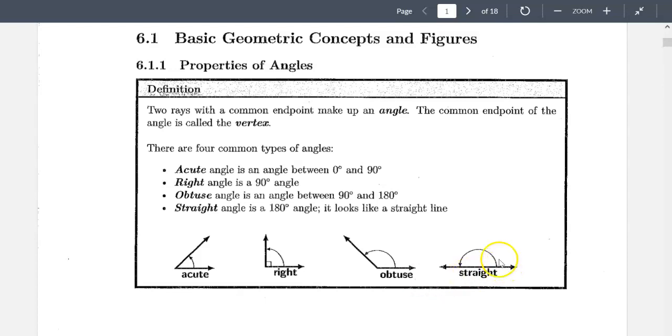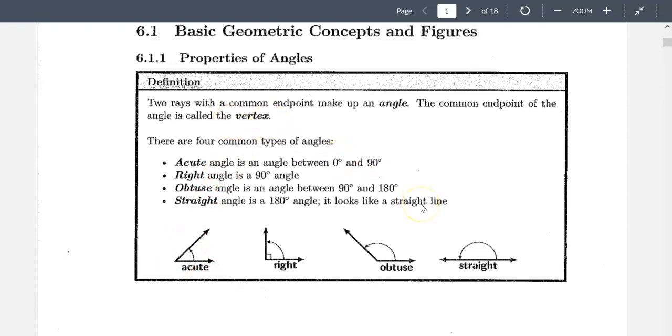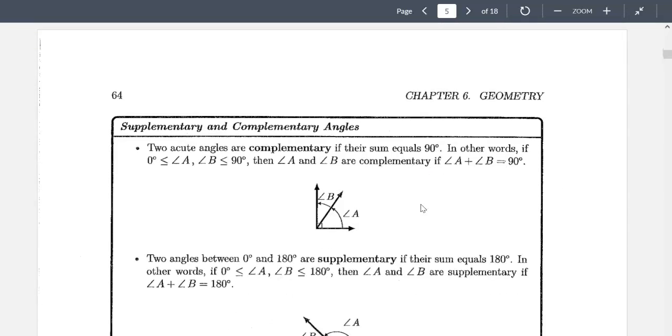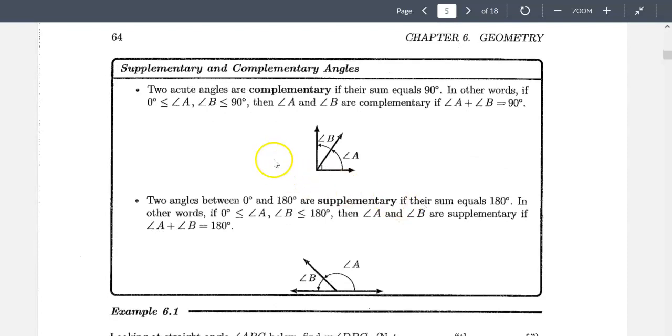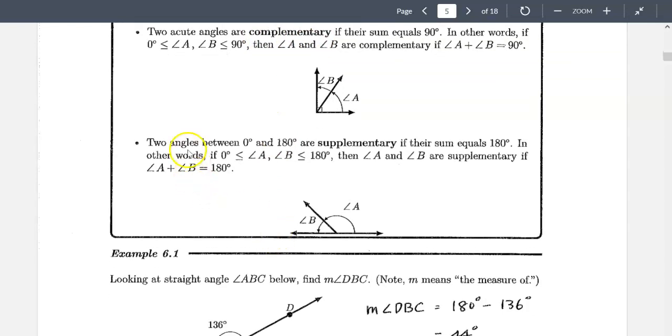And when you have an angle flat all the way on a straight line, this is called a straight angle. Now the very tip of each angle is called a vertex. Just need to be familiar with all the terminologies. Now if you have two angles, A and B, if two acute angles add up together to equal 90 degrees, we call them complementary angles. And if you have two angles that add up to 180 degrees, we call them supplementary angles.